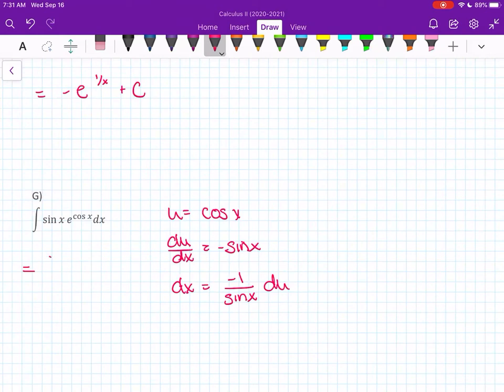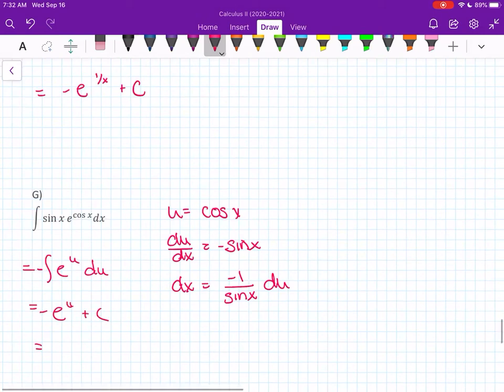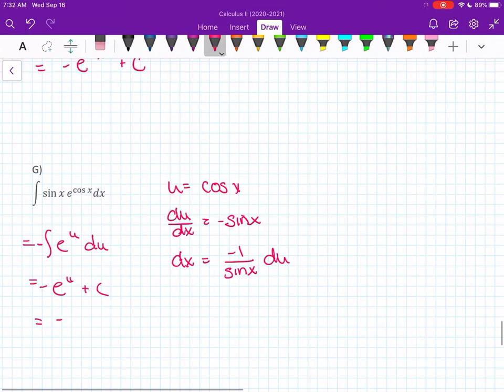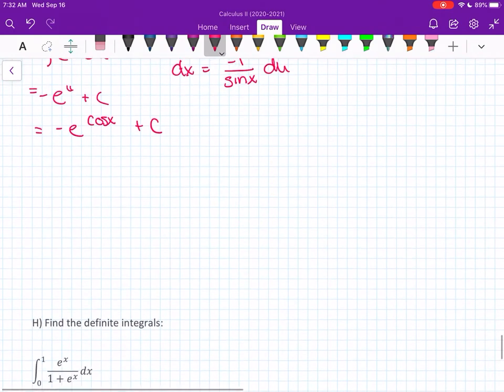So then I'm going to end up with e to the u du, and we get a negative in the front. And so then when I take my integral, I get negative e to the u plus c, excuse me. So my final answer is negative e to the cosine x plus c. All right. And I think we have one more example.